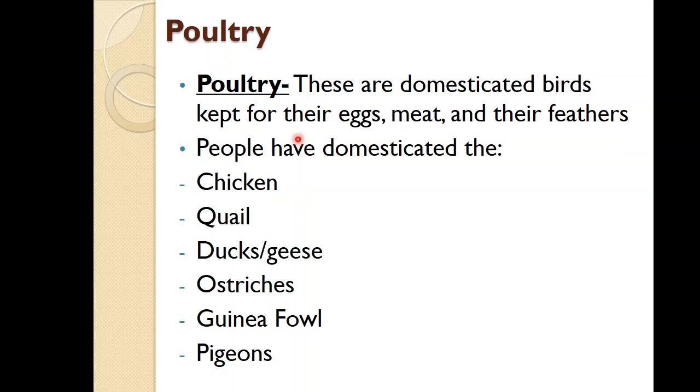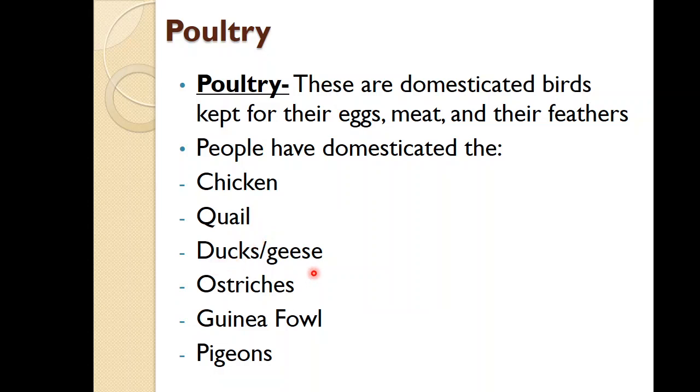Okay, poultry. Poultry are domesticated birds which are mostly kept for their eggs, meat, and also their feathers. Most people farm with chicken, they also farm with quail, but few people farm with quail in Namibia. Mostly maybe farms which are found in Kavango region. They also farm with ducks or geese.